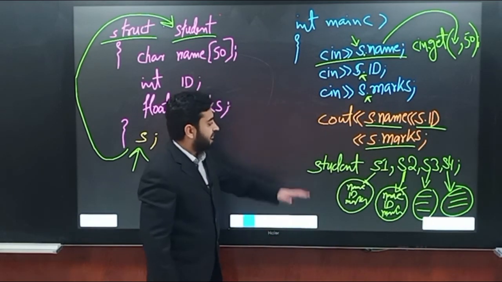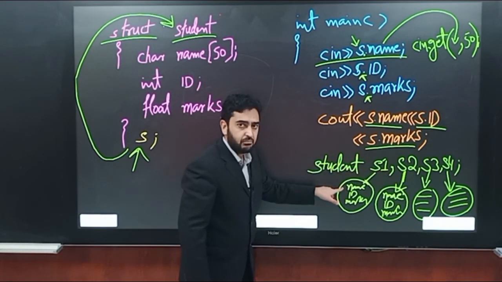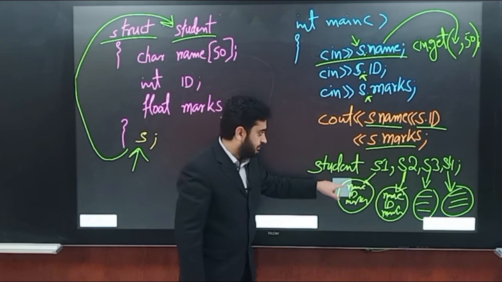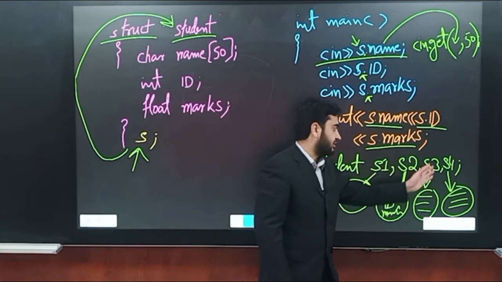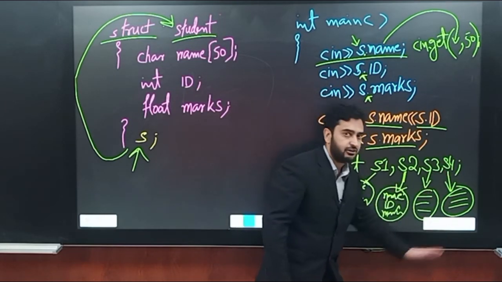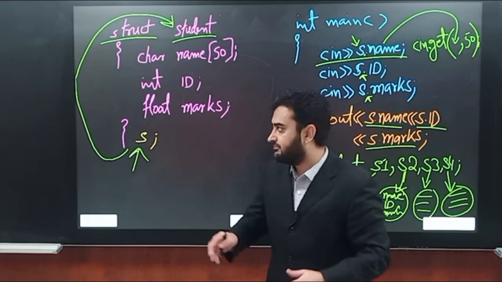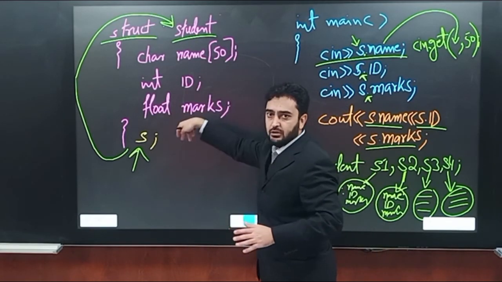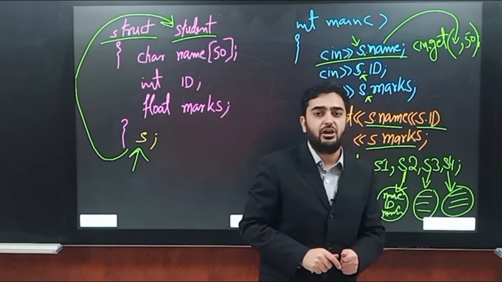So it means that if you assign a value through this s1 to the name, that value will only be accessible through s1, okay, and not with s2 and s3 and s4, because these are different copies. So each student has a different copy of these variables and can be used differently for each and every student.